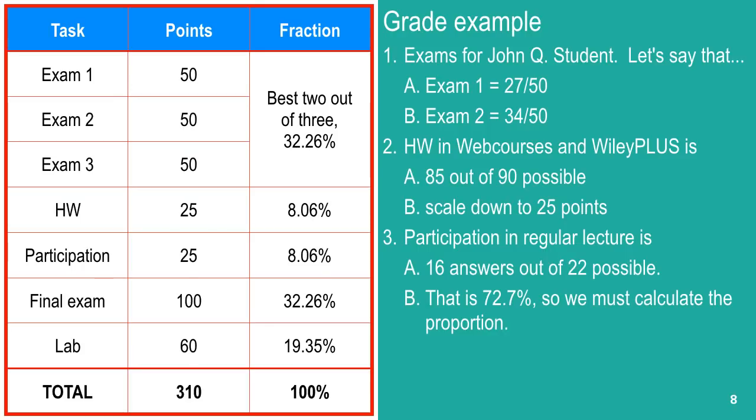16 out of 22 is 72.7, 2, 7, 2, 7, 2, 7, 2. Anything that's got an 11 in the divisor is going to have repeating decimals. Anyway, so anybody verify me on 72.7%? All right.